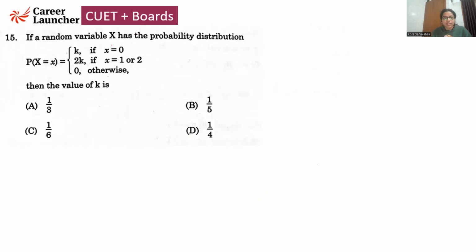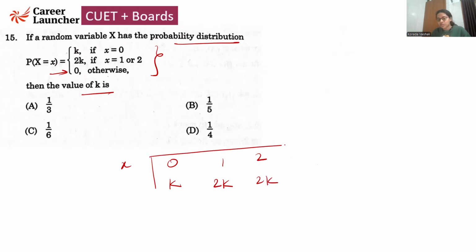If a random variable x has a probability distribution, so we are given this function over here and we need to look at the value of k. So let us just make this small table for a better understanding. The value of x can be 0, 1 or 2. Otherwise, it is not considered because anyways the probability is 0 for that. So for 0 it is k, for 1 it is 2k, for 2 also it is 2k. So we are having this probability distribution as this question is considered.